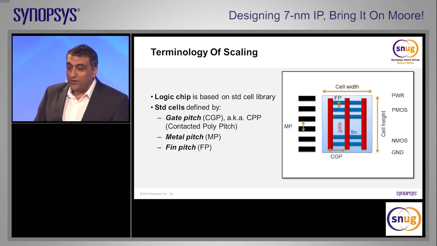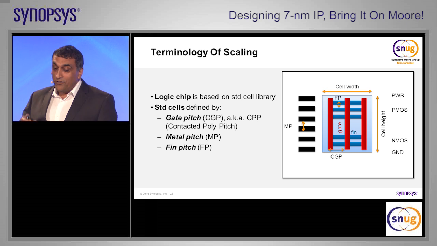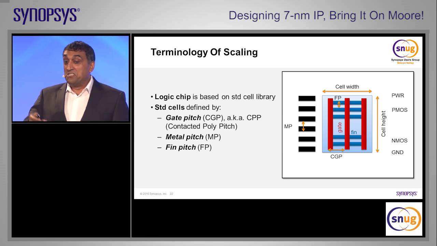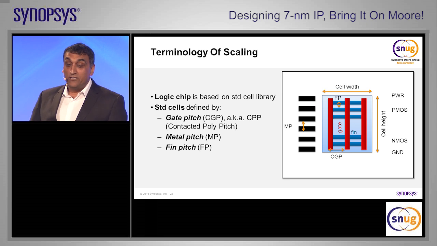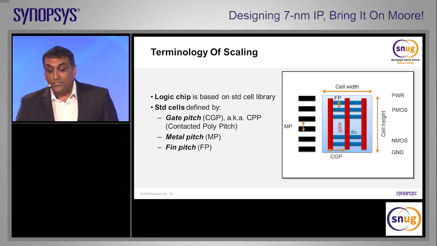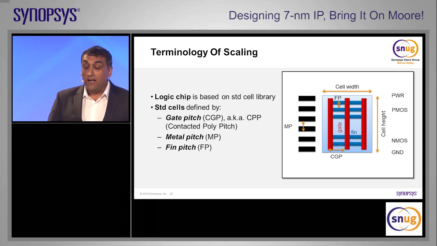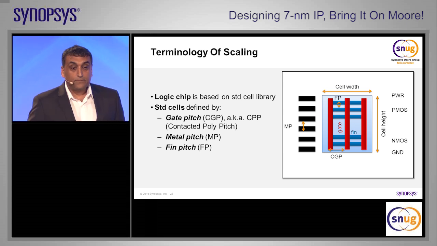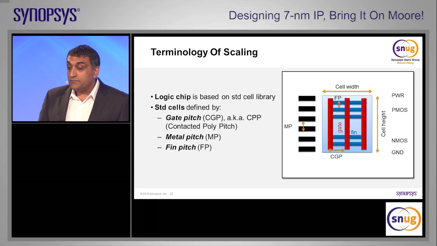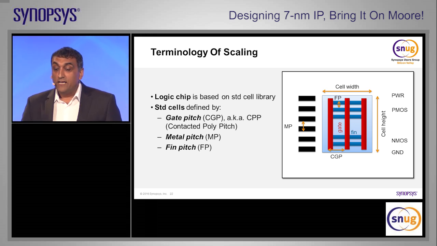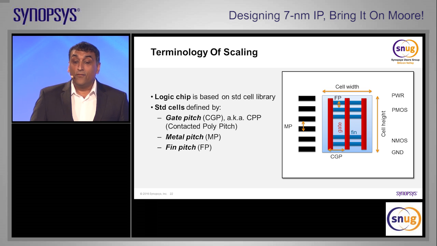I'm showing you a picture here of a logic chip. Sorry, I'm showing you a picture of a standard cell library. Logic chips are based on standard cell libraries. The standard cell is defined by certain parameters: gate pitch, or CGP, also known as the contacted poly pitch, metal pitch, fin pitch, okay? This is how you typically route on the standard cell basis. These are the ways these dimensions form themselves on the standard cell.